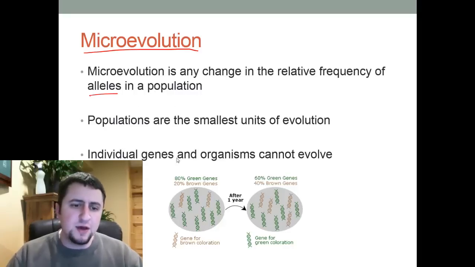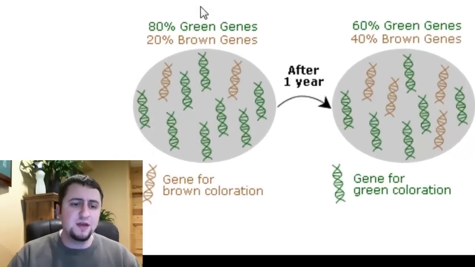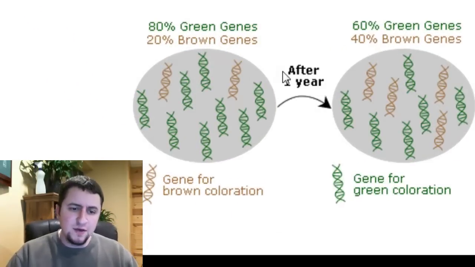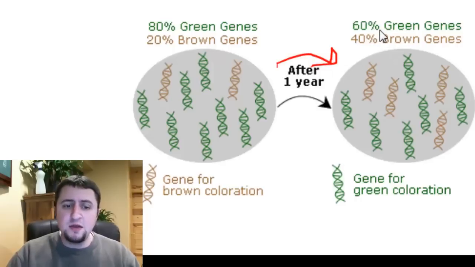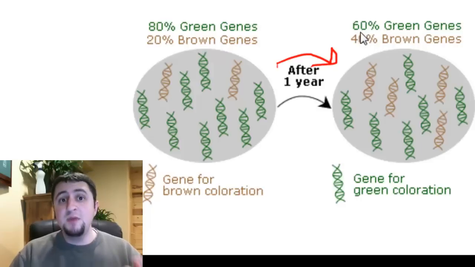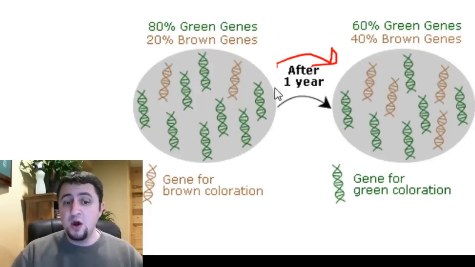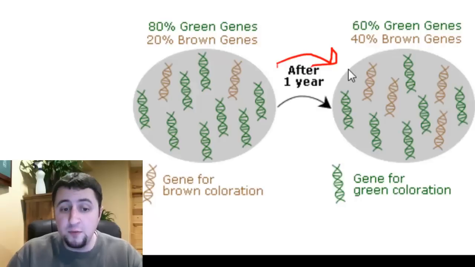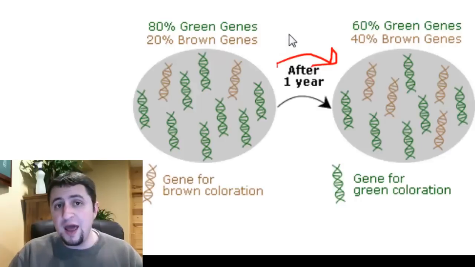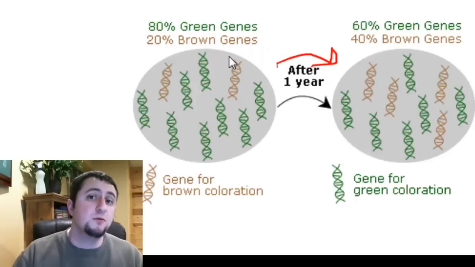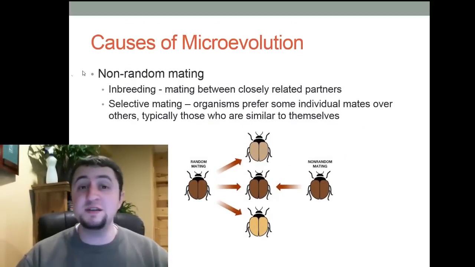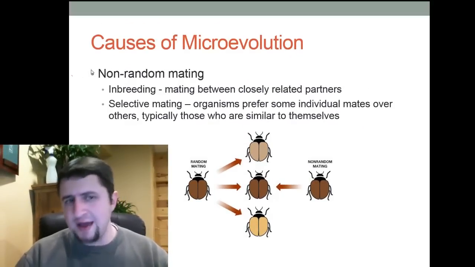What do I mean by that? Let's look down here. Let's say we have 80% green genes within a population and 20% brown genes. One year later, we find that there are 60% green genes and 40% brown genes. That means that since there was a change in those numbers, or the frequency, otherwise known as how often we found the percentage of those genes, evolution has occurred. More specifically, microevolution has occurred.